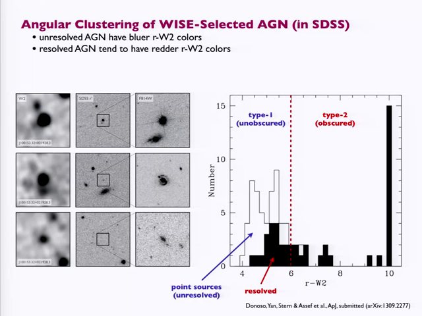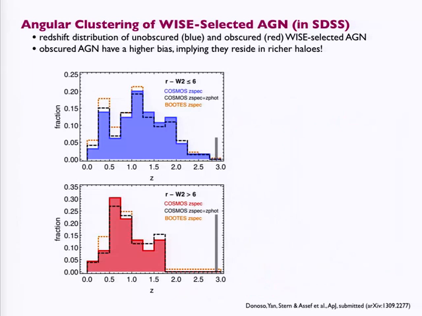And we show that if we go to a red R minus W2 greater than 6, essentially all of them are resolved in HST, so suggestive of obscured AGN. Essentially all of the point sources are blue in that R minus W2 color, and then we get a little bit of contamination of resolved sources in the blue sample. Here's a redshift distribution done in a couple different ways, but there are redshifts around one-ish.